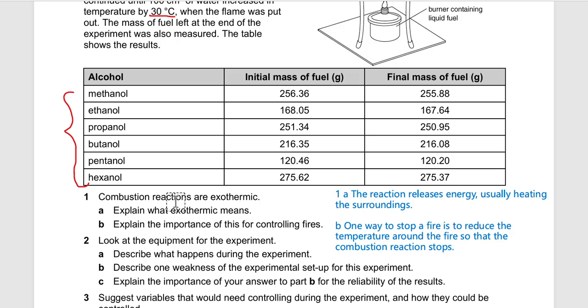So why is it important to control? What is the importance of exothermic for controlling fires? One way to stop a fire is to reduce the temperature. If we take the heat out, the fire is going to stop eventually, right? So to stop a fire, we need to reduce the temperature. So then the combustion reaction stops. I have given both answers there. You can copy it down for question 1, A and B. I hope that's clear now.